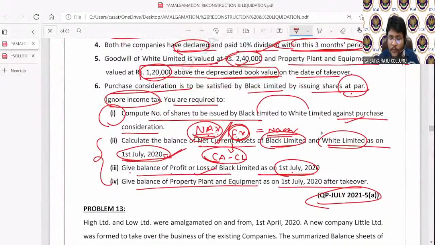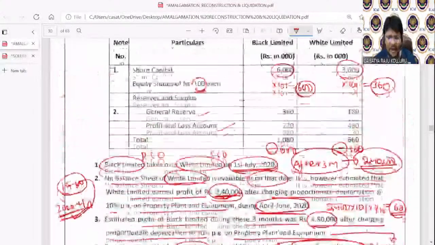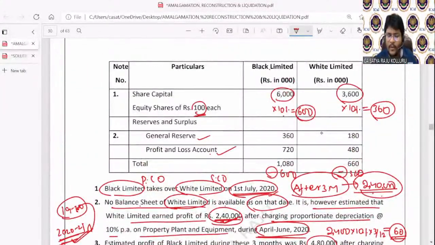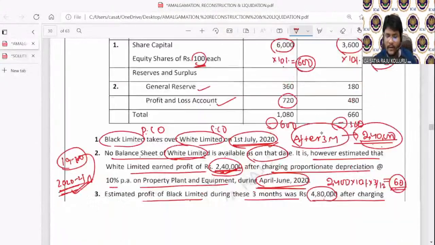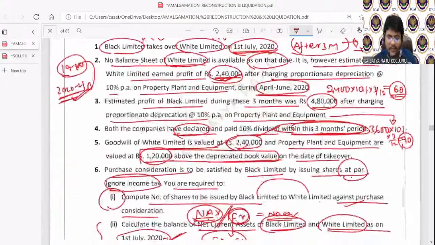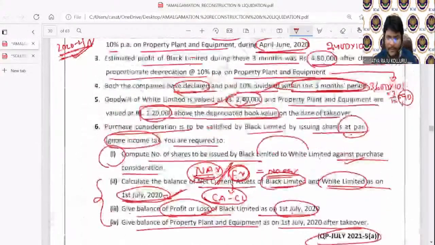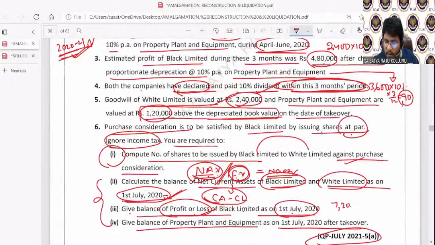Give the balance of profit and loss account of Black Limited as on 1st July 2020. It's very easy. If you check, what is the opening profit and loss account? Opening profit and loss account is 7,20,000 in Black Limited. Out of this, you declared the dividend. But first, opening is 7,20,000.